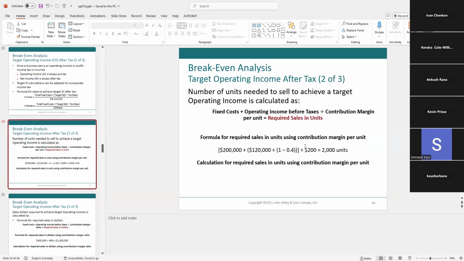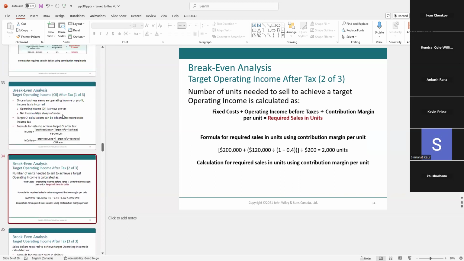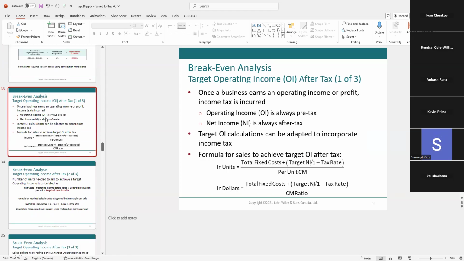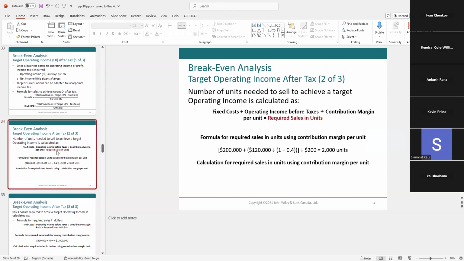This is the other method that I showed you on the Excel spreadsheet. This is the same calculation, but different. Here we're using the equation method. Here we're using the formula method.